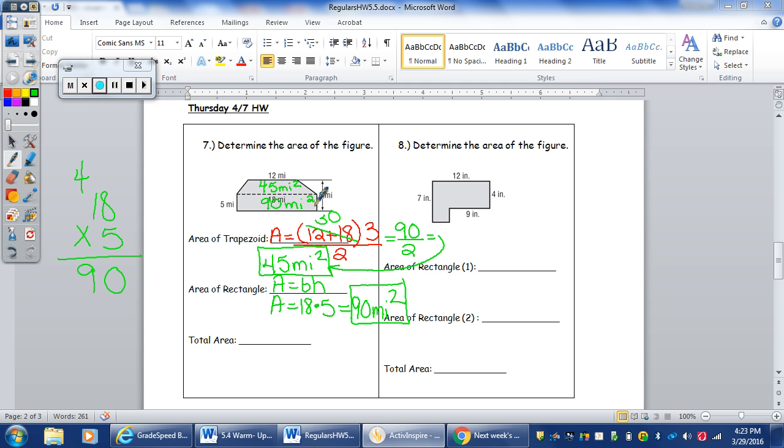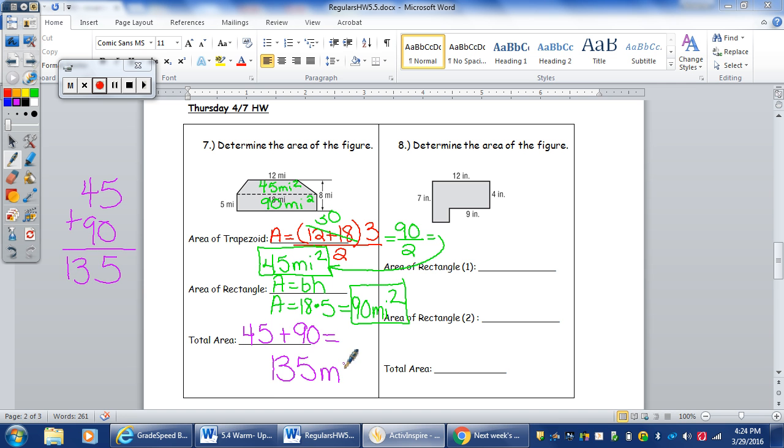So my last step would be to find total area. Well, to find total area, the last thing I need to do is take 45 plus 90. So I'm going to take 45 plus 90. And I see that I get 135 miles squared. And that would be my total area.